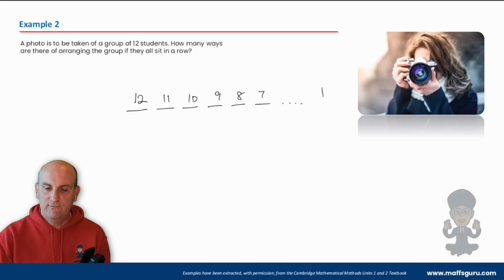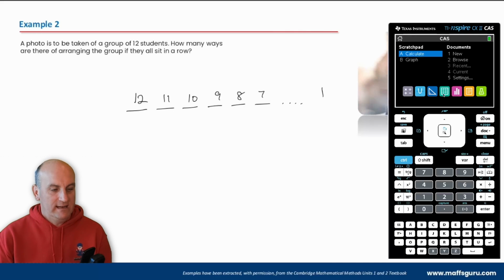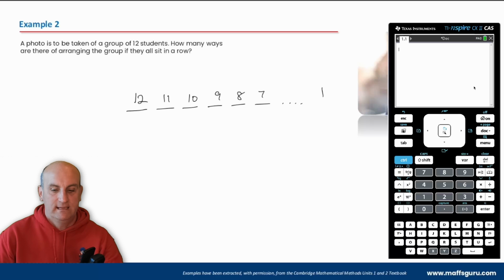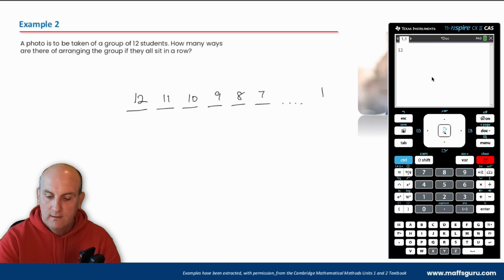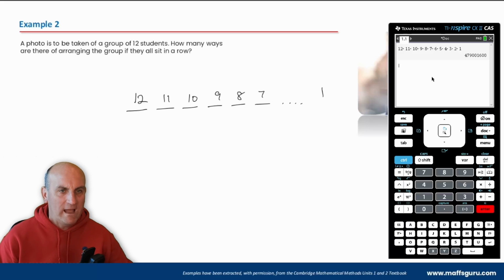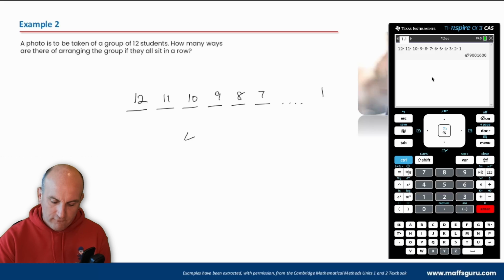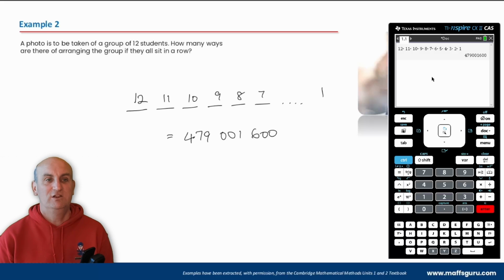That's going to take a significant period of time on my calculator, so let's fire it up and see how long this actually takes. 12 times 11 times 10 times 9 times 8 times 7 times 6 times 5 times 4 times 3 times 2 times 1 gives me, how many numbers is that? 479 million, 1,600.